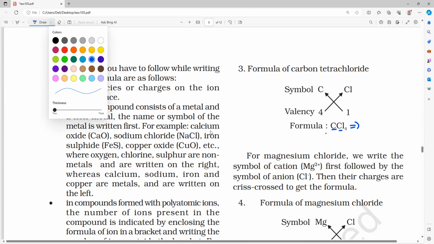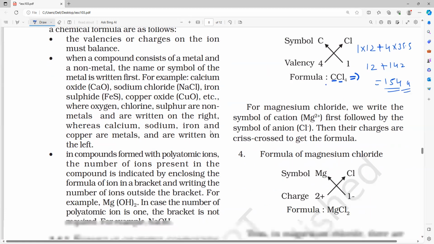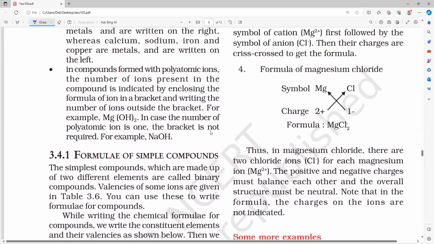Number of atoms of carbon, 1. Atomic mass of carbon, 12. Plus chlorine, 4 in count. Atomic mass of chlorine atom, how much? 35.5. So 35.5 into 4 equals 142, plus 12, which equals 154 U. Make it quick. Understood? Every compound you should write.